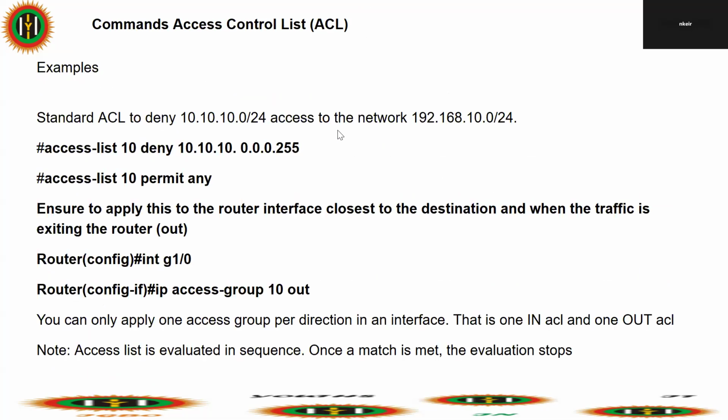Let's look at a small example of a standard ACL. This one says standard ACL to deny 10.10.10.0/24 access to the network 192.168.10.0/24. So we want to deny a whole network from accessing a whole network. This is a full subnet.